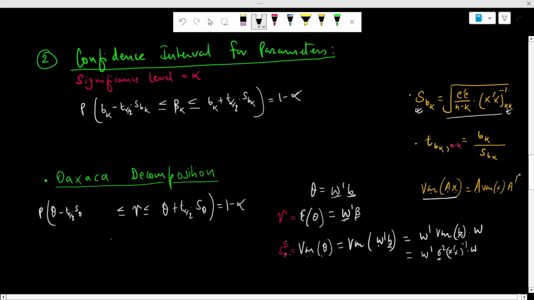Again, this is equal to 1 minus alpha. And we can calculate the t-score as well. So t is simply equal to the linear combination of the OLS beta estimate, and we divide it by the root of the variance represented by ES square theta. And we can perform the hypothesis testing as well.